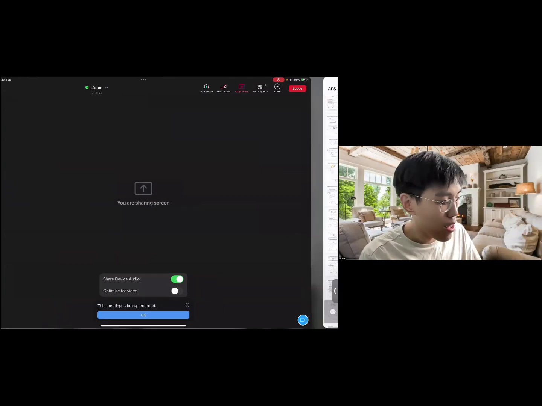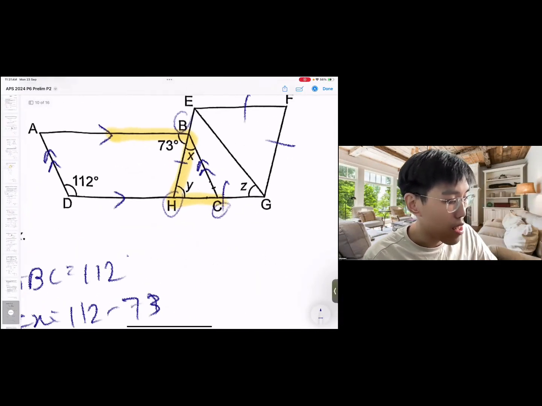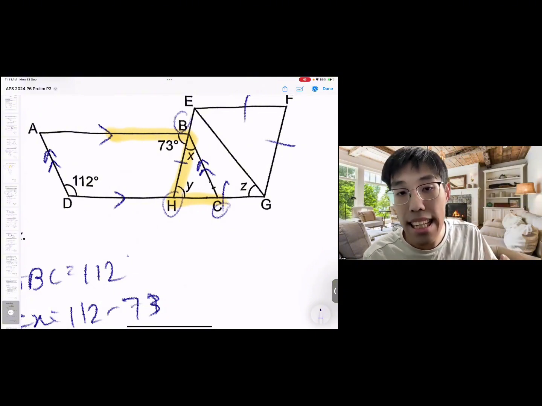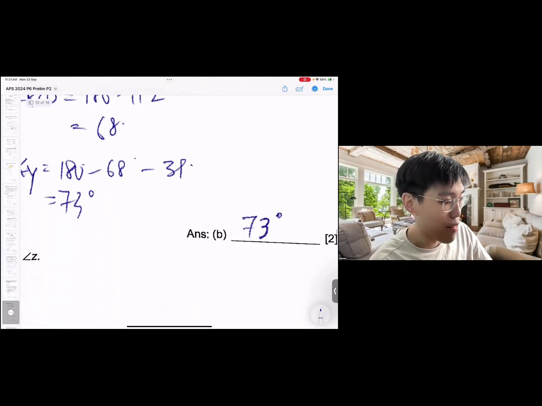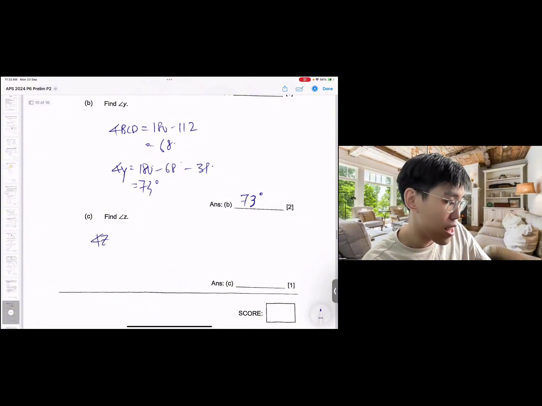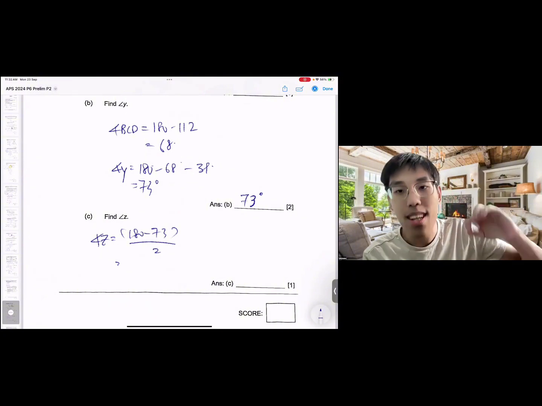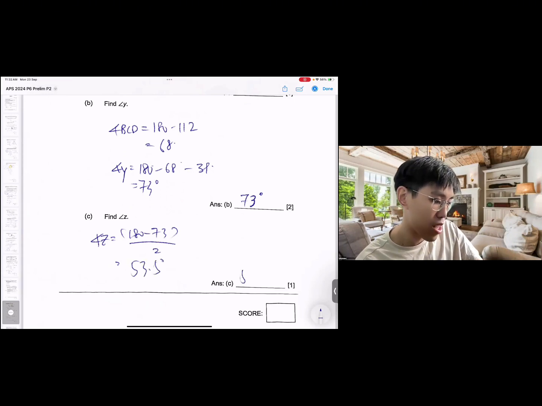Now the last one, find z. Z is here. From y, because we indicated very clearly that EGH is an isosceles triangle, y is the top angle. We can find z already. In order to find z, it will be 180 minus angle y, which is 73, divided by 2. The answer will be a decimal, but it's fine. For angles, it is okay to have decimals. So 180 minus 73 divided by 2 is 53.5 degrees.